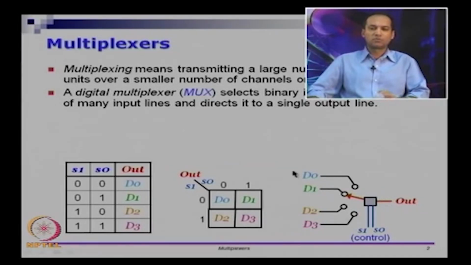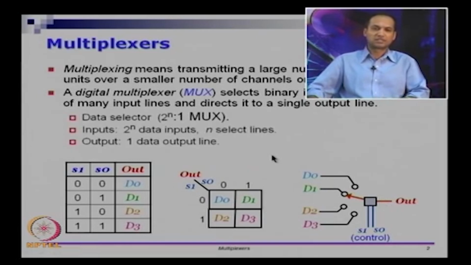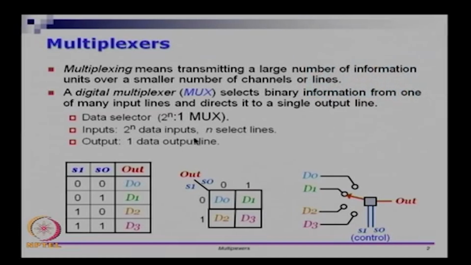So it has only 1 output in multiplexers. We will call this a data selector. There are 2 power n data inputs and we have n select lines. As before, we will not count the control lines when we say it is a multiplexer. So if I say 4 to 1 multiplexer, it is 4 different inputs connected to one output. The count of the control lines is not taken into account there. So there are 4 inputs, n select lines and 1 output line. We will call this a 2 power n is to 1 multiplexer.